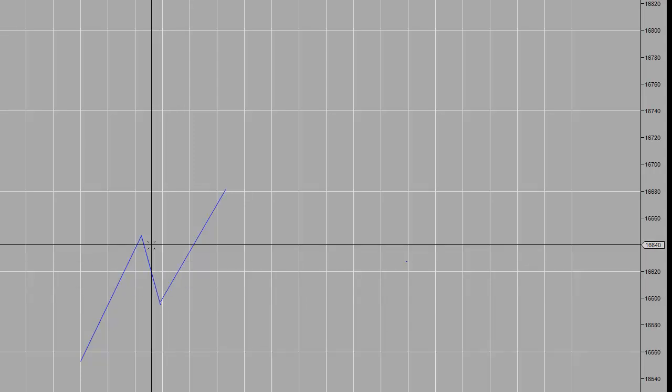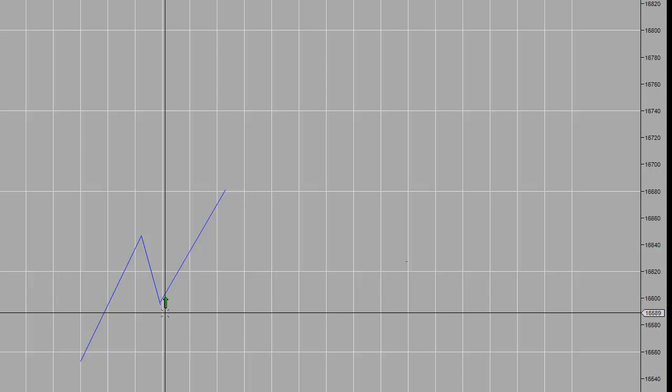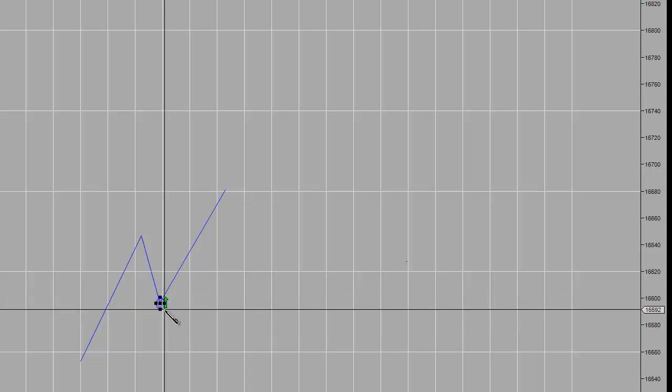So where I'm looking to enter is actually on the resumption of the uptrend. So when this downtrend breaks, I'm looking to position myself long on this new uptrend. And I'll basically hide my stops underneath the previous low, so perhaps somewhere around here.